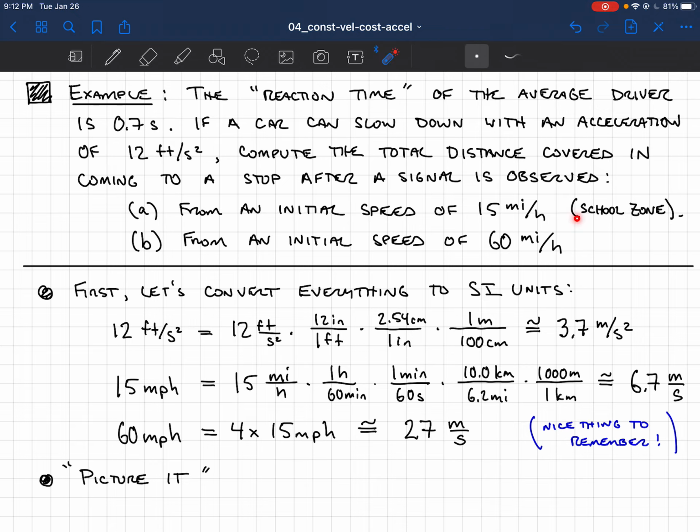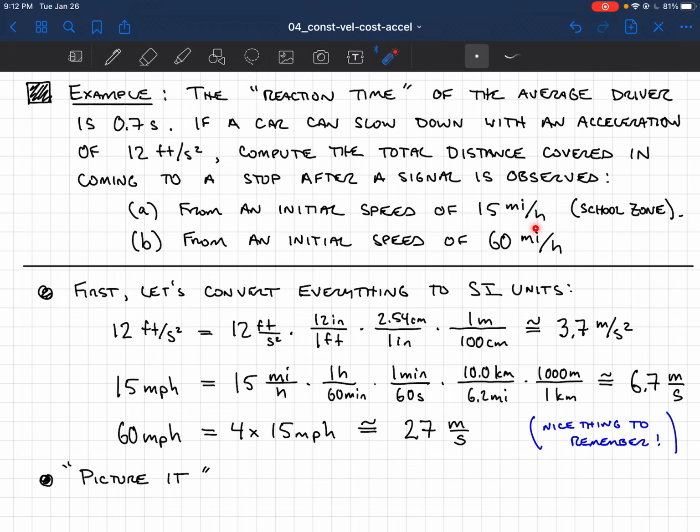So if you're being very cautious and you're driving 15 miles per hour, what is the stopping distance? And if you're driving on a highway and you have to stop, then what is the stopping distance? Let's see how those compare.